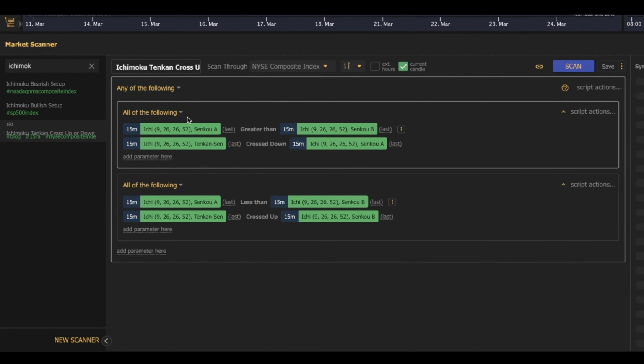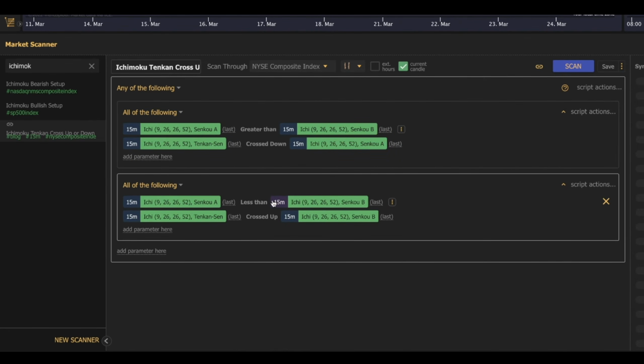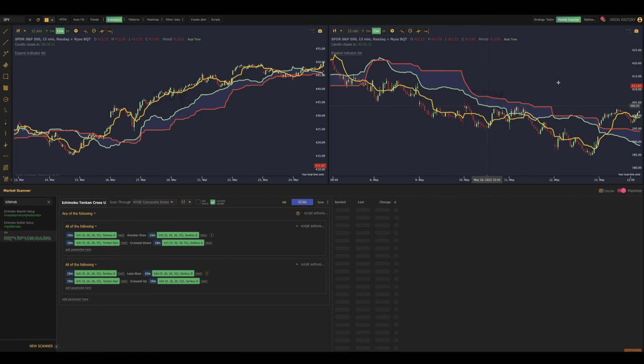On the top here, this is our bearish setup. The Senkou A is greater than the Senkou B, meaning the cloud is positive, but the Tenkan-Sen is crossing down on the Senkou A. Right here, we have our bullish setup. The Senkou A is less than the Senkou B, meaning the cloud is negative, but the Tenkan-Sen is crossing up on the Senkou B. Now that we understand how to script these, let's see them in action on the chart.